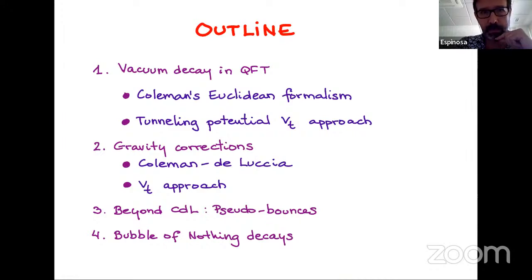So here is an outline of the talk. I'm going to start by reminding you what the usual way of dealing with these vacuum decays is, using Coleman's Euclidean formalism, and then I will introduce this new way of doing things, which I call the tunneling potential approach.